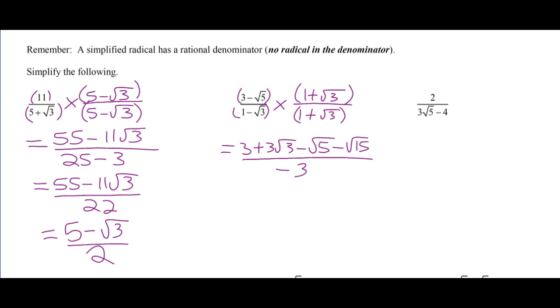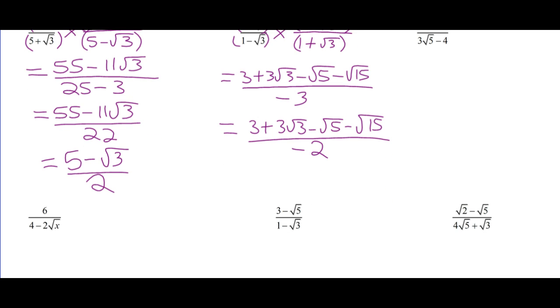1 minus 3. Okay, so we got 3 plus 3 root 3 minus root 5 minus root 15 over negative 2. Now, it's usually better not to have a negative in the denominator. So you might write it like that. That's fine. I'm not going to object too much. Or you take the negative out. So what you can do then is change the sign of everything, right?